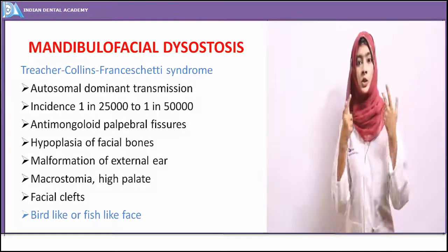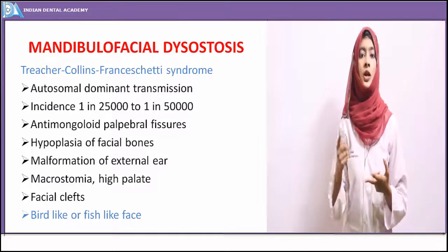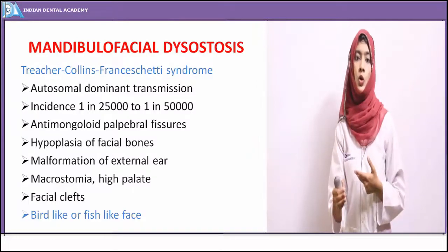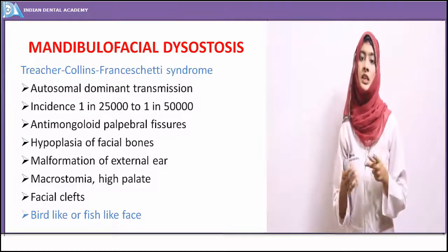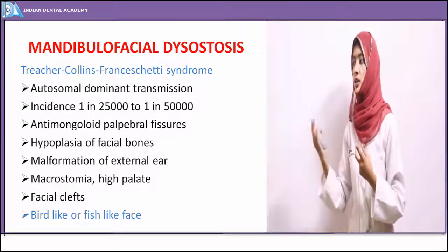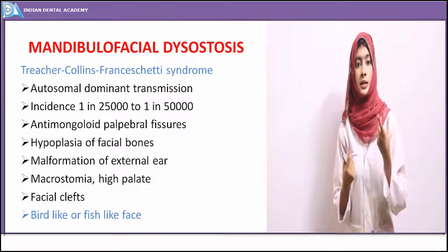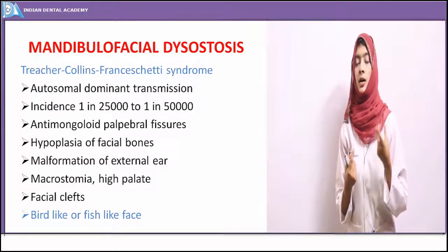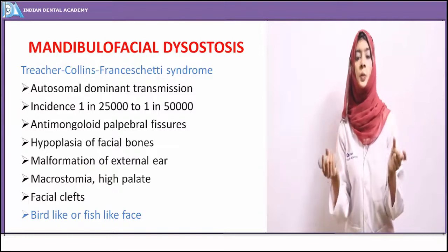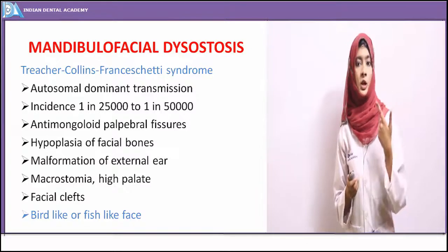Then coming to the eyes, there will be deficiency or complete absence of eyelashes, and characteristic anti-mongoloid features will be present. Down syndrome has characteristic mongoloid features, but here in Treacher Collins you can see anti-mongoloid features, that is, slanting of the palpebral fissures. The palpebral fissures will be drooping towards the corners of the eye, and there will be coloboma of the lower eyelid.